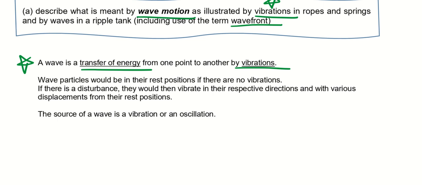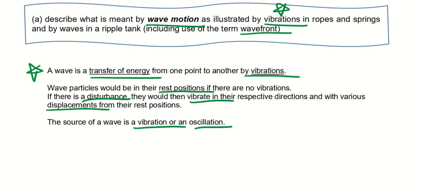Wave particles will be in their rest position if there are no vibrations. If there's a disturbance, they will then vibrate in their respective directions and with various displacement from their rest position. How do we create a wave? There must be either vibration or oscillation. Are you underlining all this?